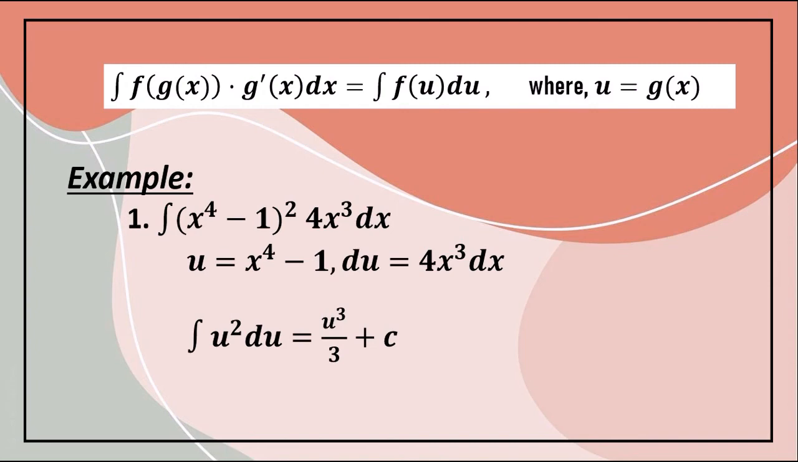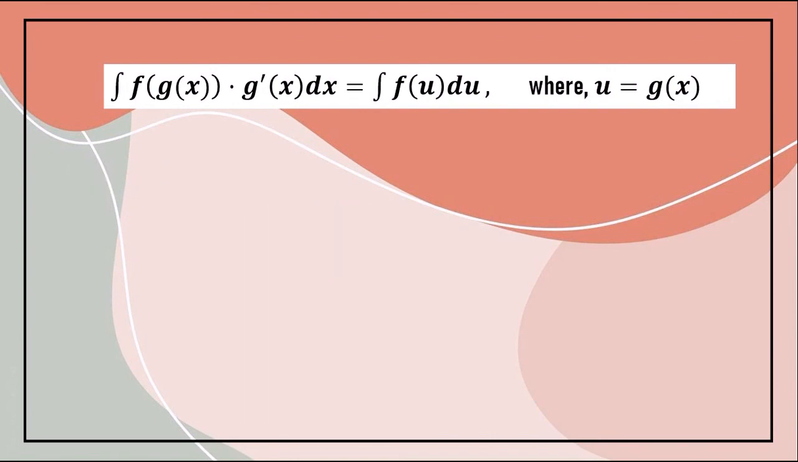And now we can simplify it by applying the power rule. So 2 here is the value of n, so u cubed over 3 plus c, and substitute the value of u, so the quantity x raised to the power 4 minus 1 cubed over 3 plus c is the final answer.